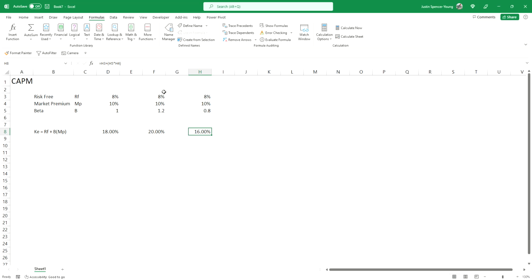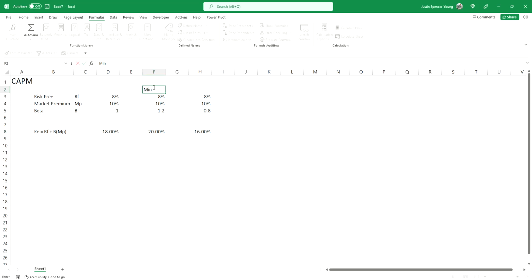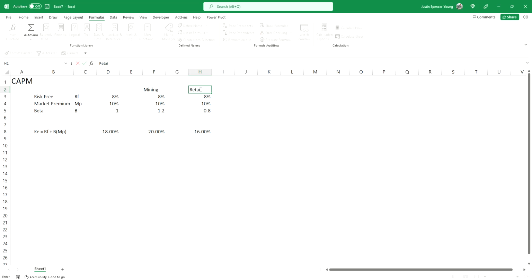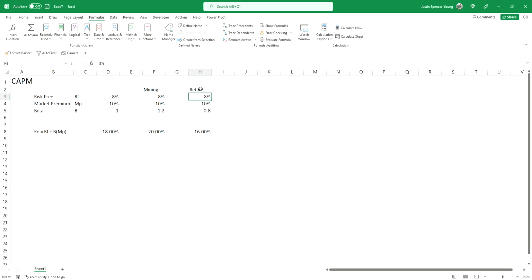Typically, I have found that mining companies have higher betas and retail companies have lower betas. So those are some examples of higher risk and lower risk, if you want. Very rough and ready as an input for calculating the cost of equity using the CAPM.